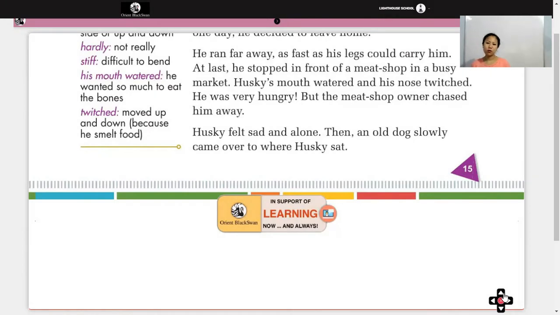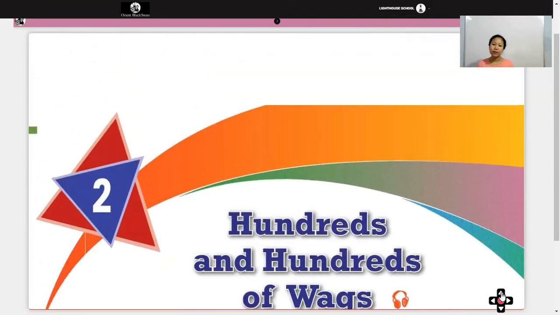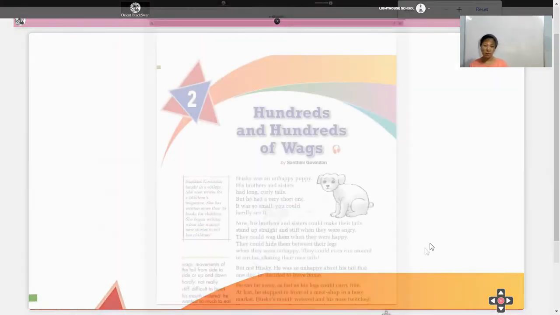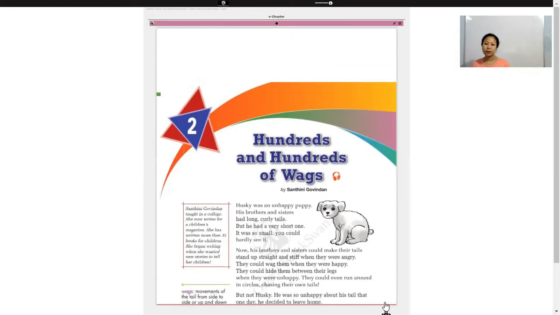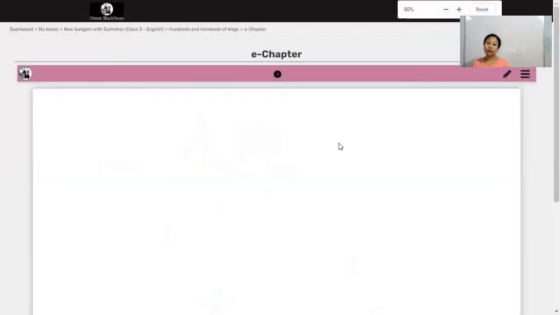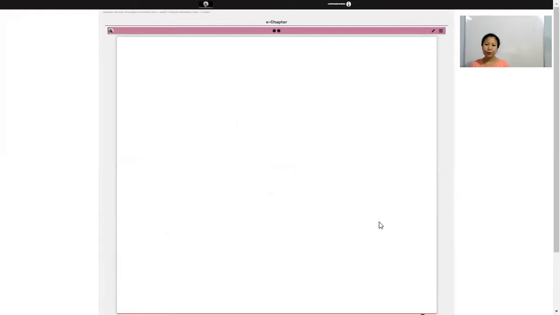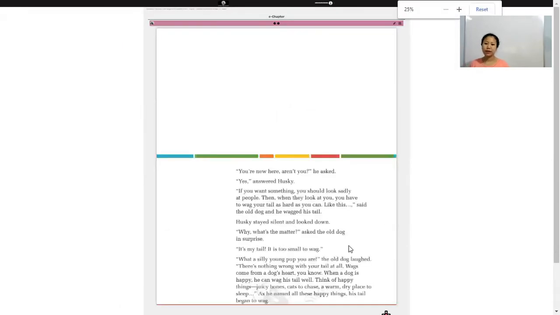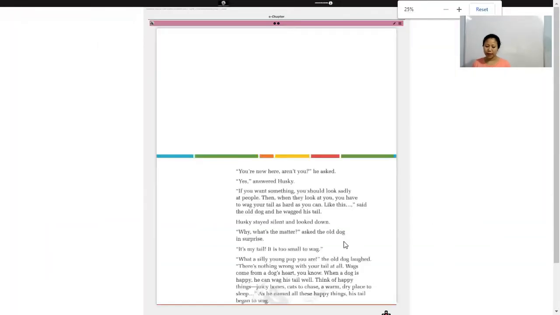Then an old dog slowly came over to where Husky sat. When the meat shop owner had chased Husky away, he was feeling sad and alone, lonely. And then at that time, an old dog slowly came over to where Husky was sitting. And what did the old dog say to Husky? He asked him, "Are you new here?" So Husky said, "Yes."